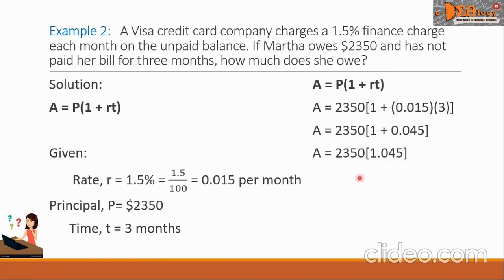Using our calculator, we will take the product of 2,350 times 1.045. Our answer is 2,455.75. This is the total amount. We will not forget our dollar sign, and this is now our final answer.